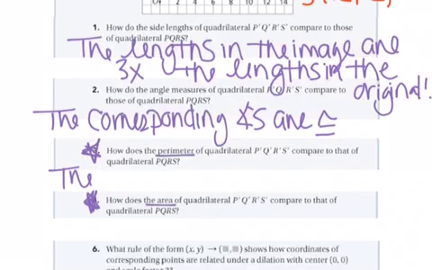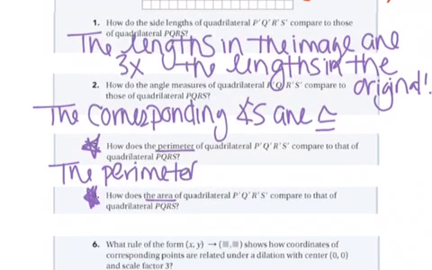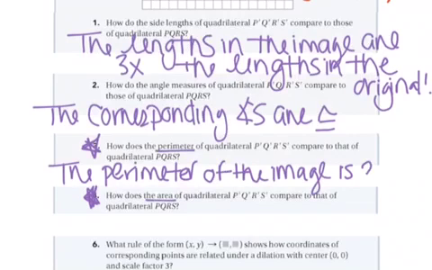Okay, so we're going to say the perimeter of the image is 3 times the perimeter of the original.